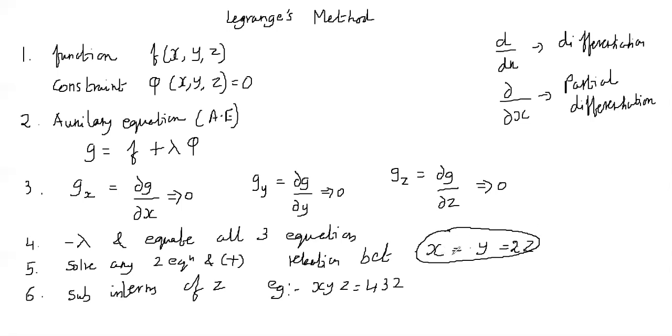For example, x is equal to 2z, so I'm substituting 2z for the x. And y is equal to 2z, so I'm substituting 2z for the y. z will remain as it is, and that is equal to 432. Then z into z into z will be z cube, 2 into 2 will be 4. So 432 divided by 4, and I will find the value of z. After finding z, I will substitute it to find the value of y and the value of x.